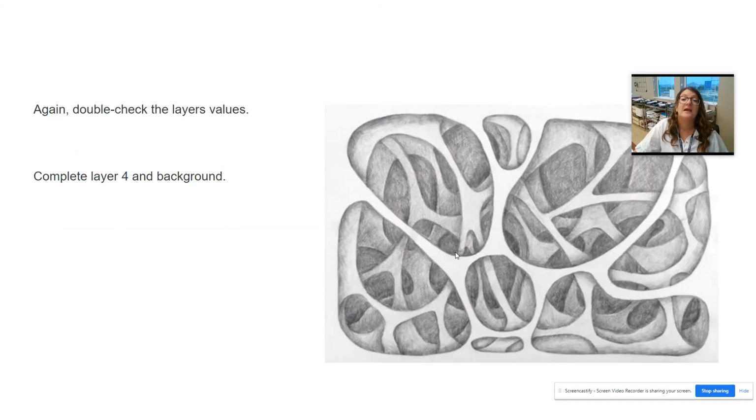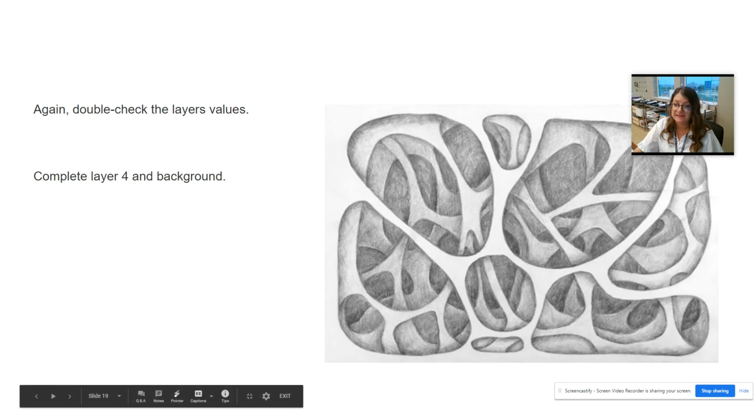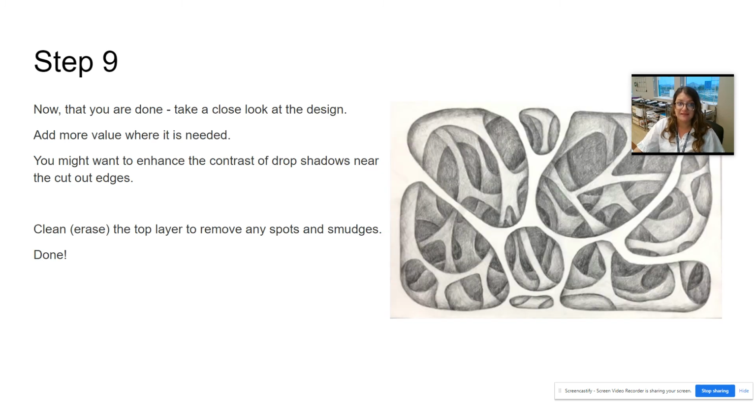All right, now it is also time again to double check your layer values. Complete the 4th layer and the background, and it should look something like this. Check those layers, see if anywhere needs to be darker, anywhere needs to be lighter. Step 9, now that you are done, take a closer look at your design and add more value where it is needed. If you say, this doesn't look quite realistic, then it might be because you need to add more value. You really want to enhance the contrast of the drop shadow near the edge.